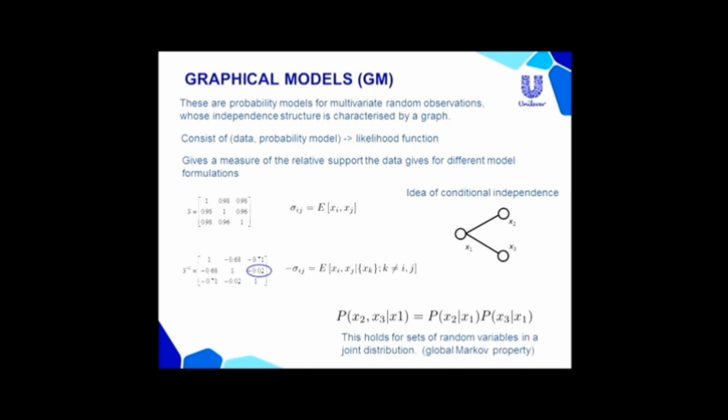And the nice thing about this is it holds for sets of random variables as well. So if these were sets rather than just single variables, then you can say this set is independent of this set if you know what the values of this set is. So you can do these kinds of conditional independence inferences.